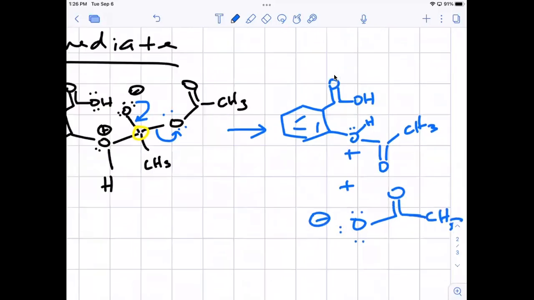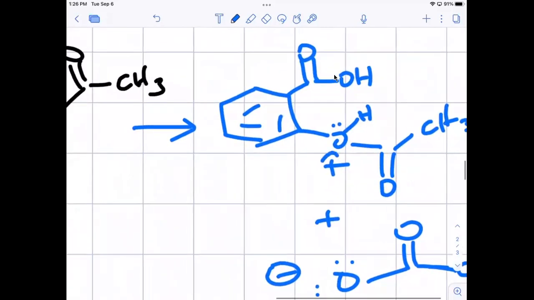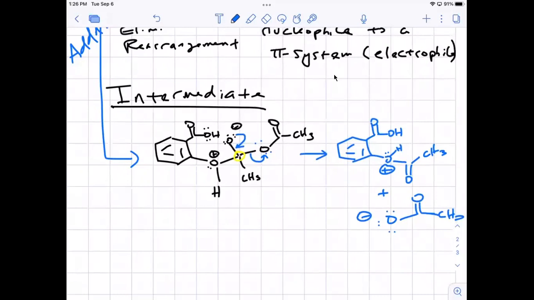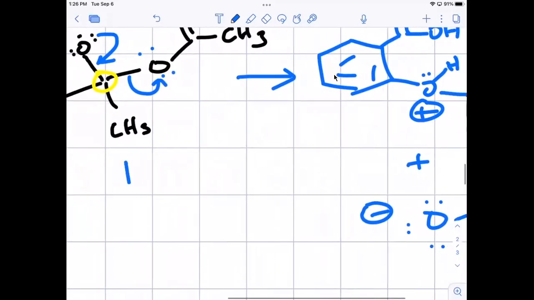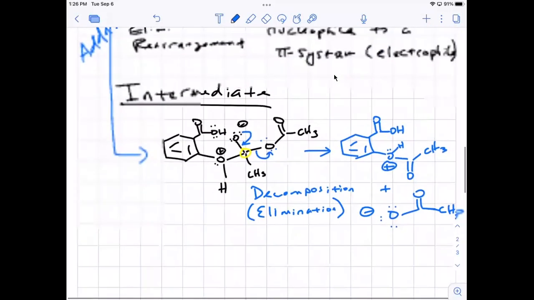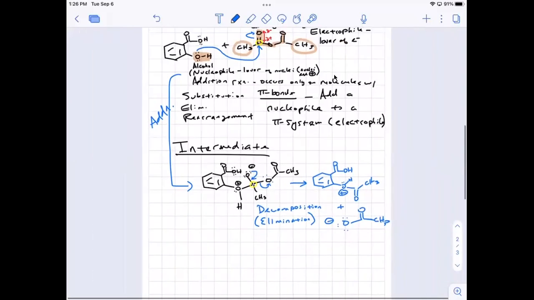And that's negative. All right. This oxygen up here is still positive. So what does the intermediate do? It decomposes. Call it decomposition, it's actually elimination. So we did an addition first, and then we're going to follow that up with this elimination step.